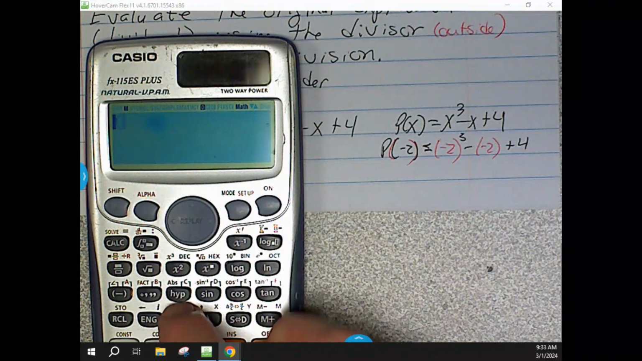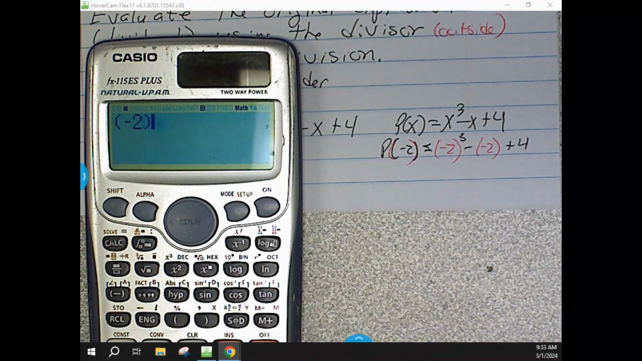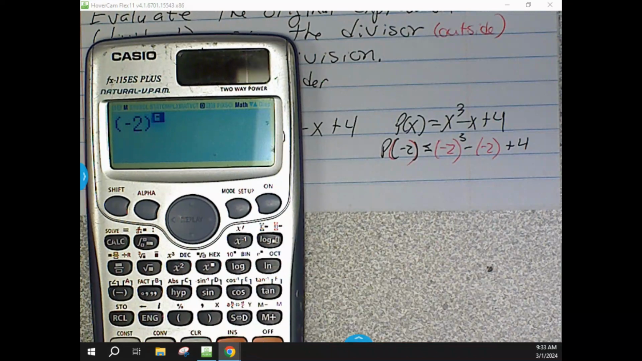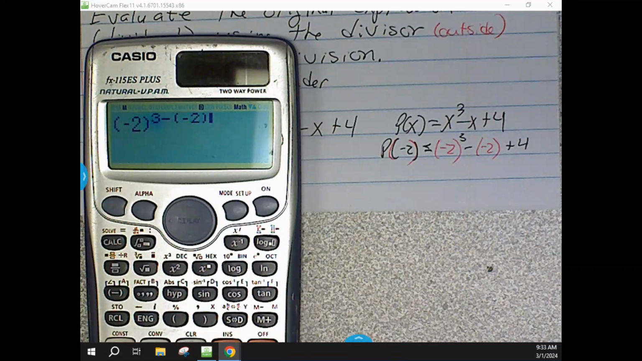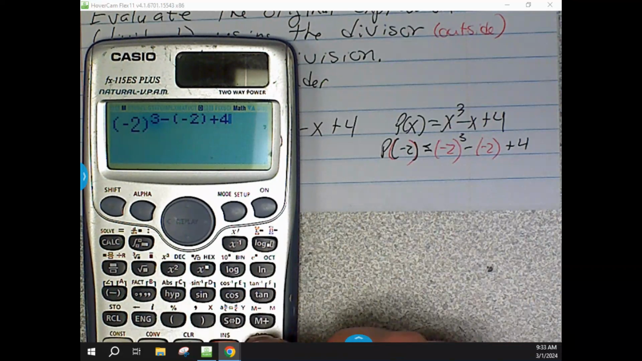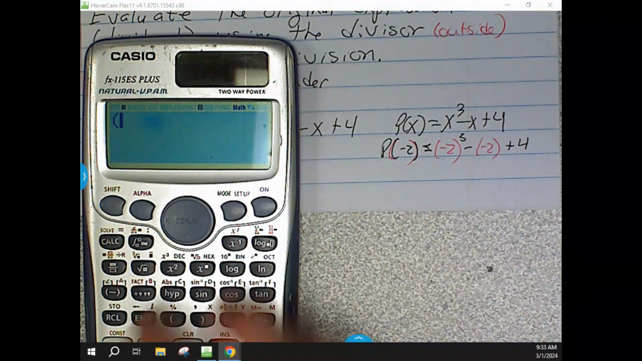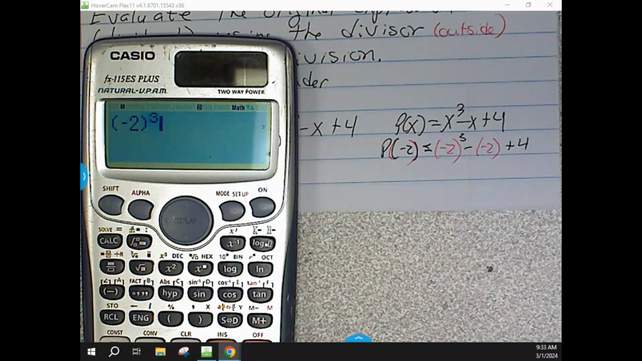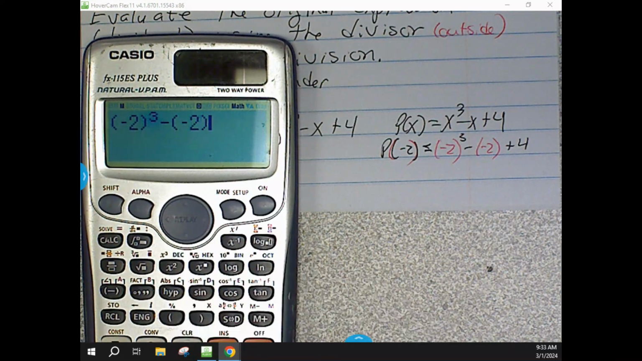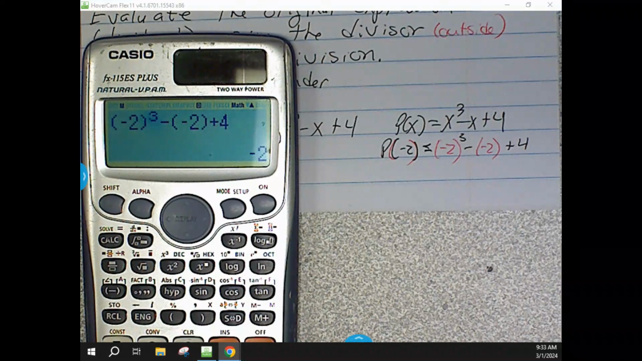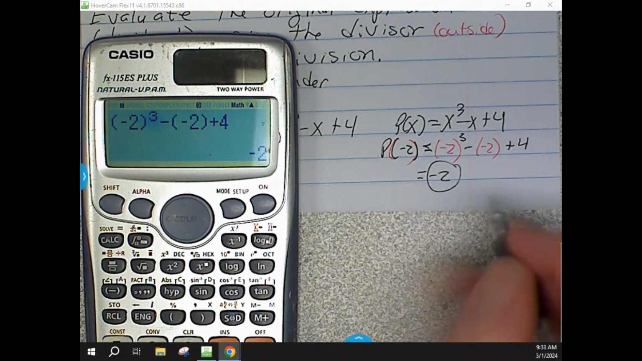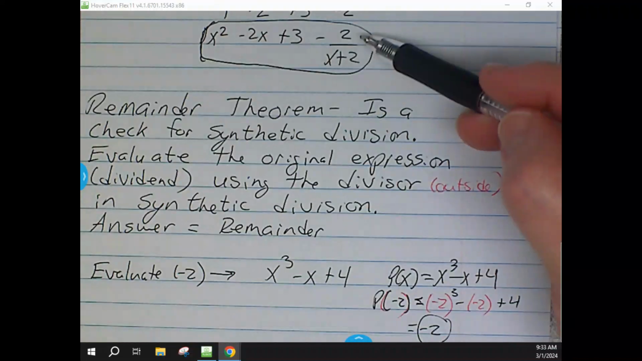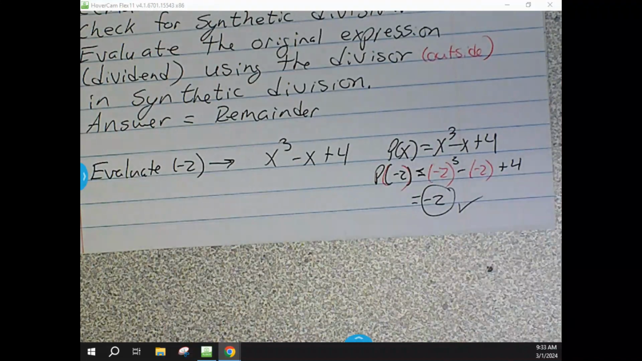So we've got parentheses, negative 2 to the third power minus negative 2 plus 4. Oh, my bad. All right, try that again. I don't use the Casio that much. So we have negative 2 to the third power minus negative 2 plus 4. Okay, so that answer is negative 2, which also was our remainder back up here at negative 2. So that does check.